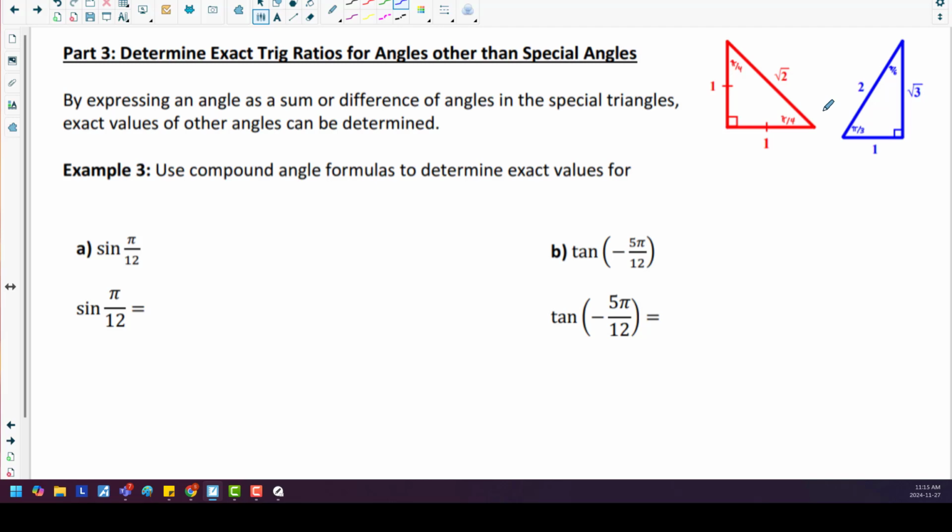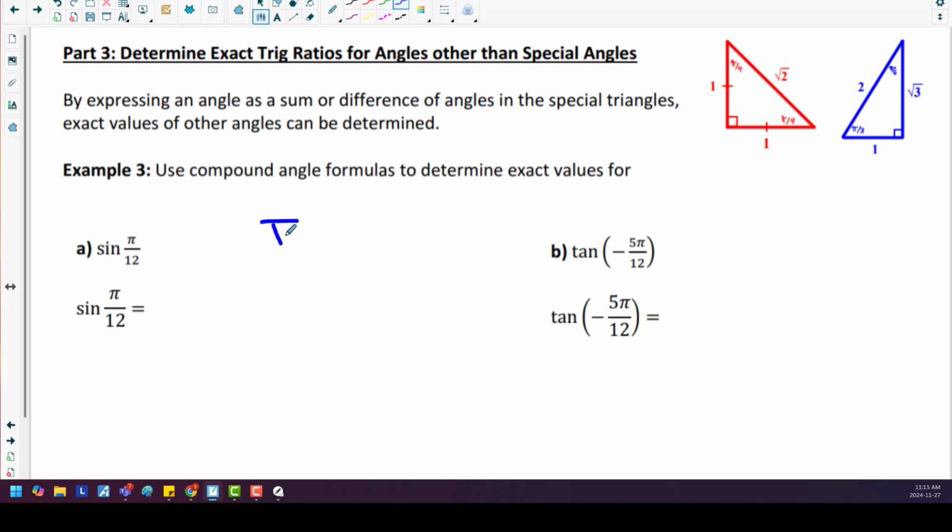You should have these special triangles memorized. But now we're going to use our knowledge of compound angle formulas to find exact values for angles other than these 3 special triangles or special angles. Here we have an angle of sine pi over 12. I recommend if you struggle with conceptualizing and imagining what angle pi over 12 is, just convert it into degrees. You can easily convert it and just convert it back into radians once you feel like it.